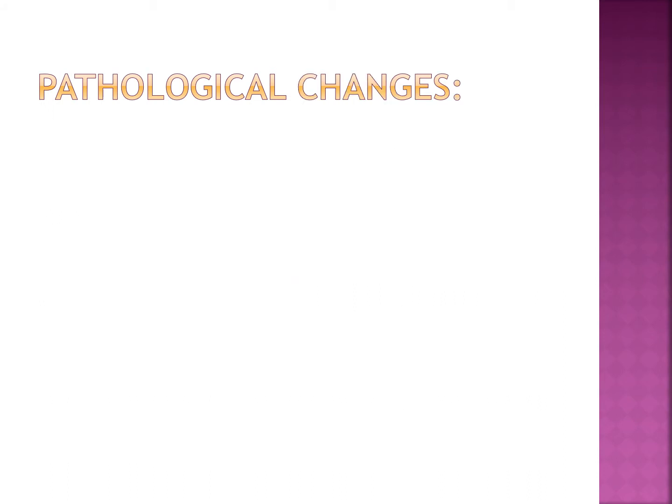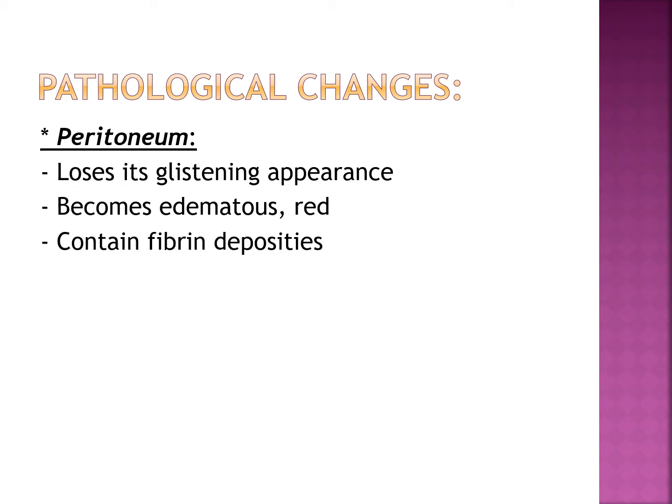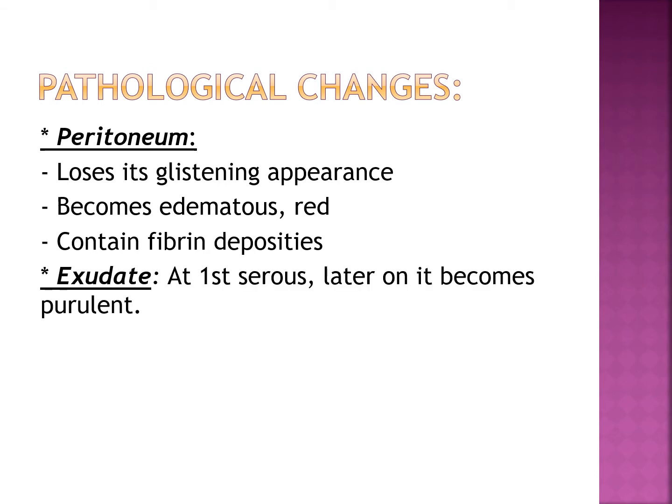There are certain pathological changes that occur in acute peritonitis. For example, the peritoneum loses its glistening appearance. It is glistening, and this is lost by the inflammation. It becomes edematous and red, and it contains fibrin deposits, which is responsible for later on adhesions between the bowel and the adhesions intraperitoneally. That helps to shut the infection and localize the site of infection, and at the same time can lead to consequent adhesive intestinal obstruction.